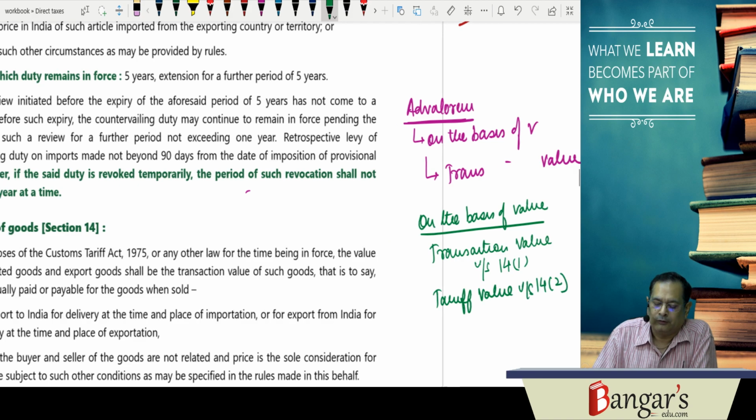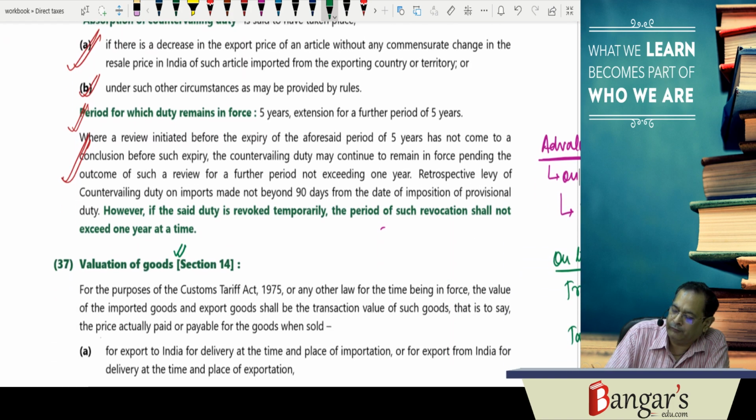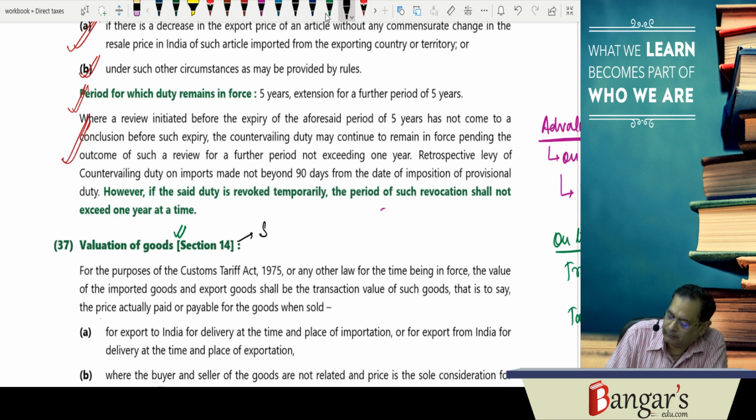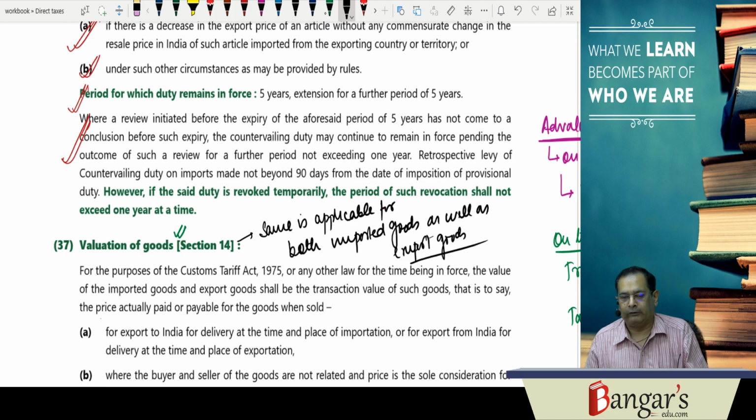So here section 14 deals with the provisions relating to valuation of the goods, and the provisions of section 14 are applicable for both imported goods as well as export goods. It is applicable for both imported goods as well as the export goods.